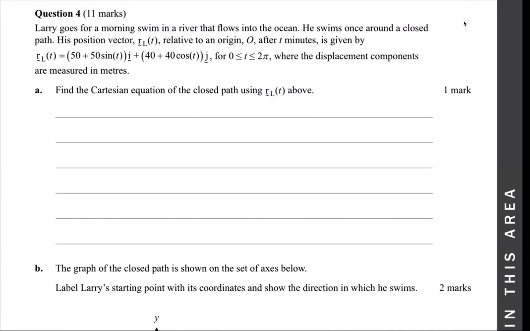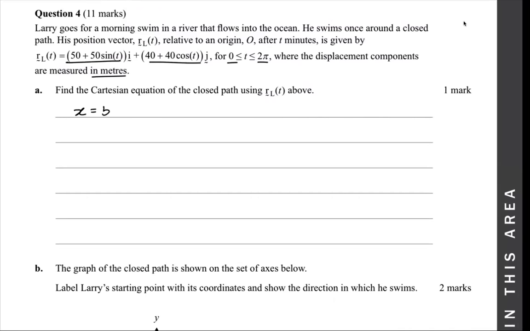Okay, now question 4, a typical vector calculus problem. So Larry goes for a morning swim in the river that flows into the ocean. He swims once around the closed path. His position vector r_L(t) relative to an origin after t minutes is given by 50 plus 50 sine t i plus 40 plus 40 cosine t j for t belongs to 0 to 2 pi. Displacement components are measured in meters. So find the Cartesian equation.